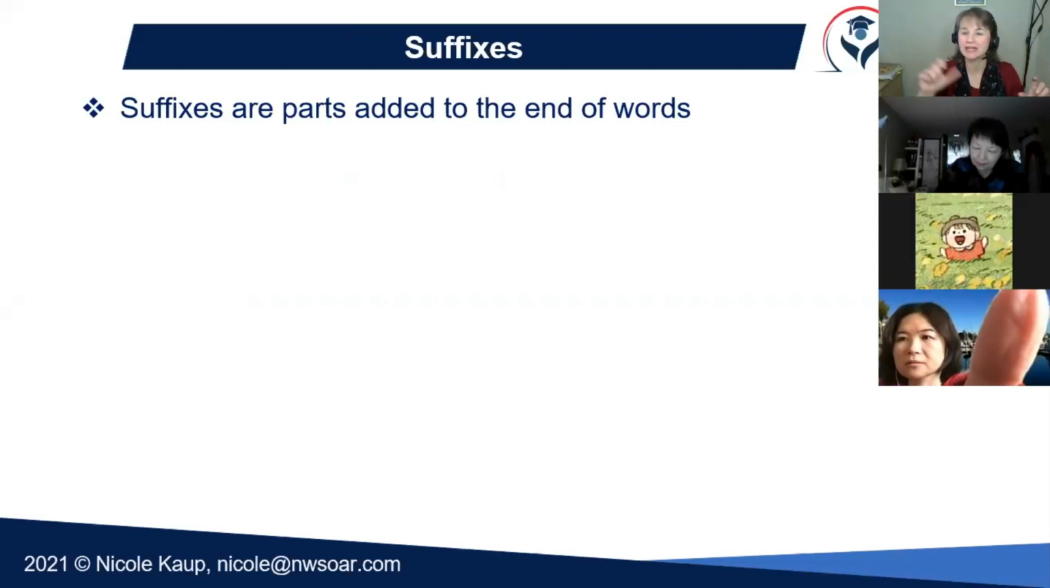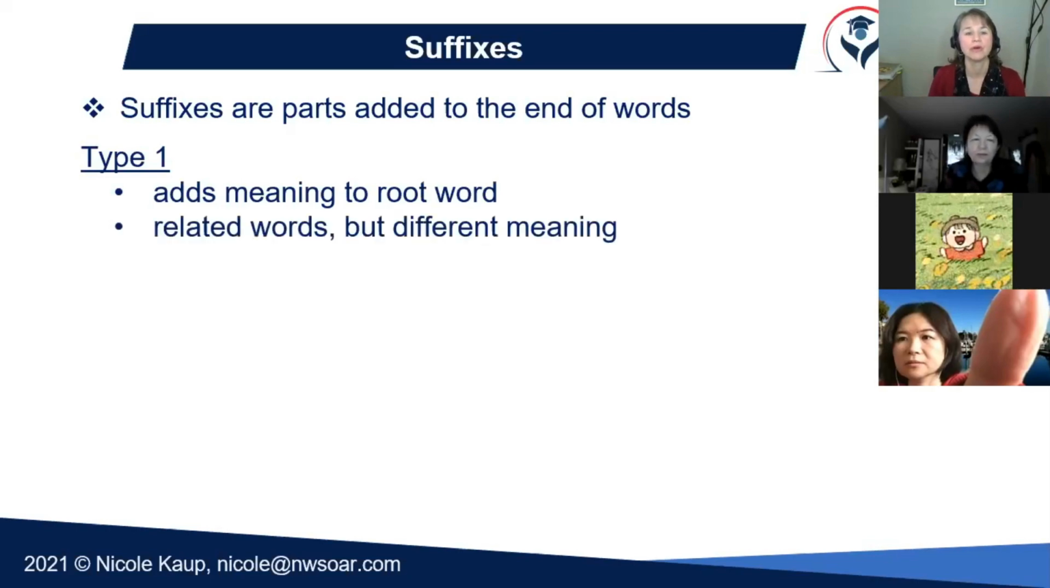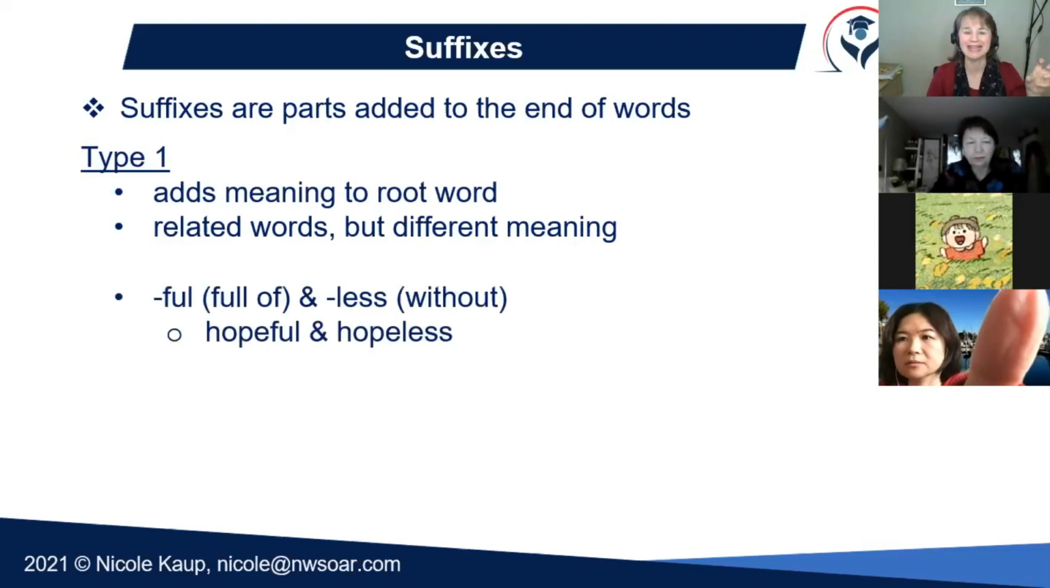So suffixes. Suffixes are parts that we add to the end of words. The first kind of suffix adds meaning to your root. So it's creating related words, but with a different meaning. I'm going to give you an example here. Full and less are two suffixes that you can add to the same root, but to make opposite meanings. Hopeful versus hopeless. You can see they both have that root hope and they're related to hope, but they have completely different meanings based on that suffix that we've added, right? So you're full of hope, or if you're hopeless, well, there's really just no hope for you.